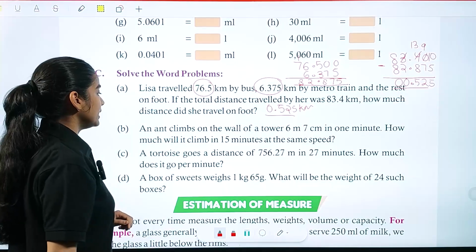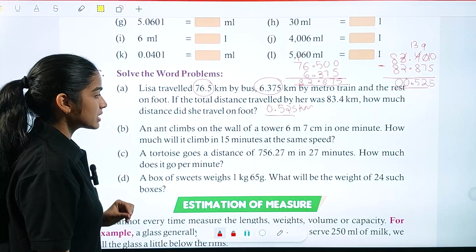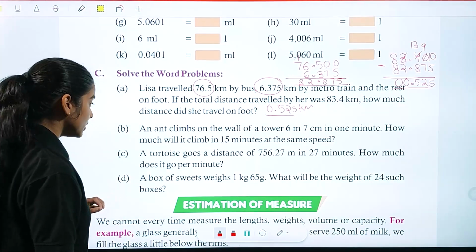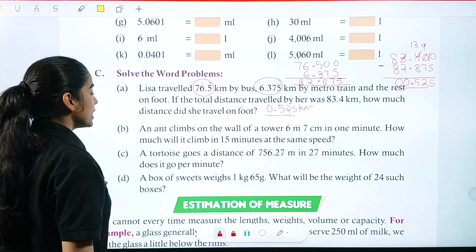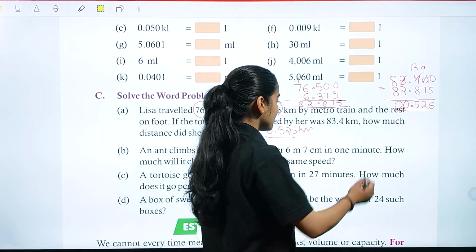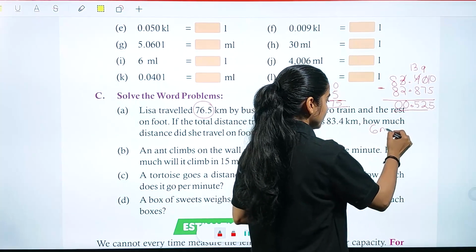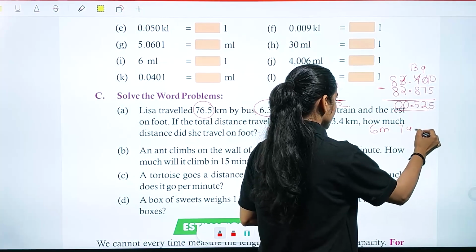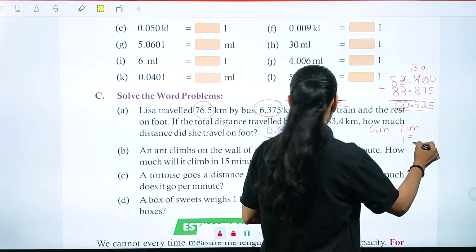Now an ant climbs on the wall of a tower 6 meters 7 centimeter in 1 minute. How much will it climb in 15 minutes at the same speed? So you have to multiply 6 meter 7 centimeter by 15.